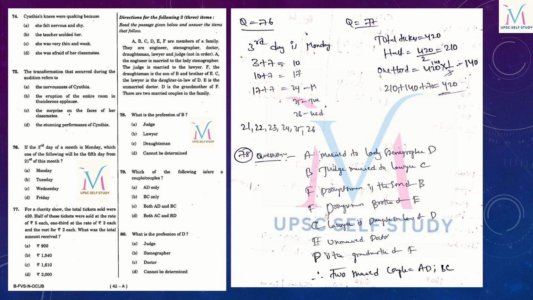Okay, and next, one third, we have to find one third. This 420, among this 420, we have to calculate one third, we get 140. So 140 tickets were sold for 3 rupees, and the rest remaining for each 2 rupees.